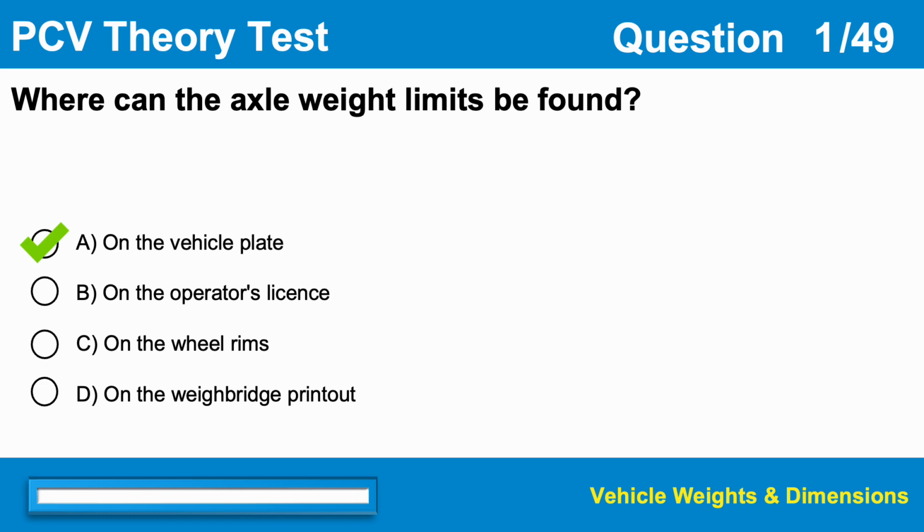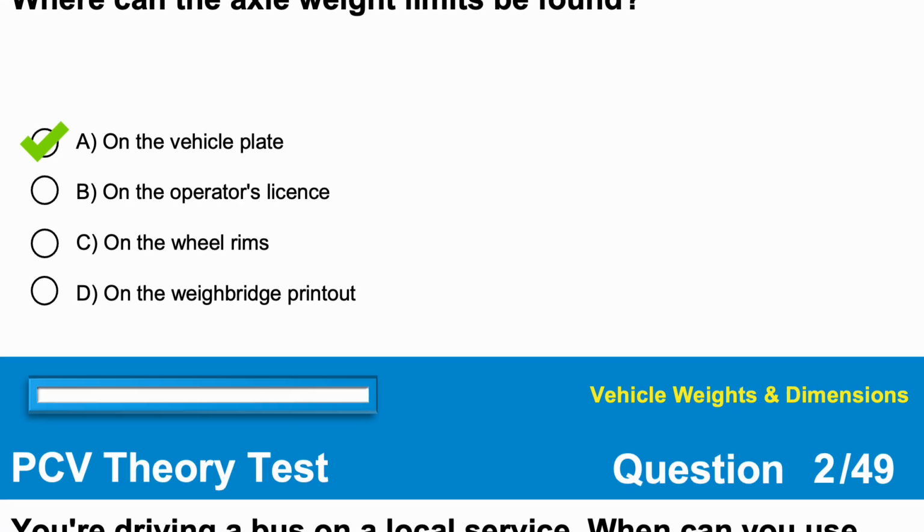The correct answer is A. Individual axle weights are shown on the vehicle plate. This can be found in a prominent place on both the vehicle and trailer.